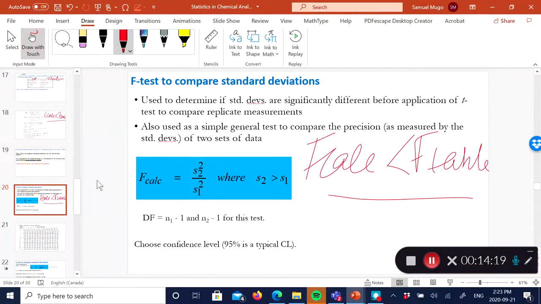So how do you calculate the F? Very, very simple. You just take the variance, the absolute standard deviation squared of method 1, divided by the variance of method 2, so the absolute standard deviation of method 2 squared. Remember, the F is always bigger than 1, meaning the numerator should always be the bigger number. So the S2 up here should always be the bigger number because the F calculated must always be at least 1.